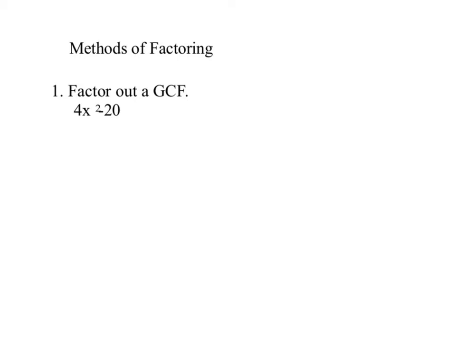So I'm going to talk about a few methods of factoring. One is factoring out a greatest common factor, a GCF. I look at these two terms here and I see that they don't both have an x, but they both are factorable by 4. So I factor out a 4 and I get x squared minus 5. And that doesn't factor any further. It is the difference, but not the difference of two squares, because 5 is not a perfect square. So this would be done. You just factor it out.